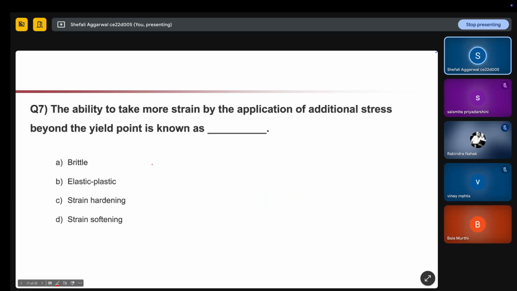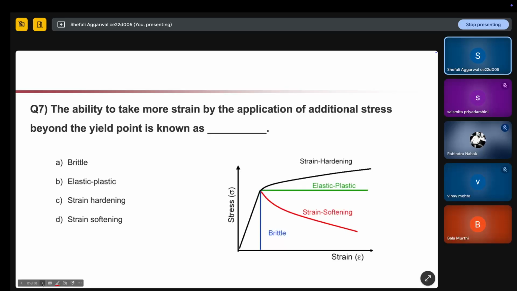The ability to take more strain by the application of additional stresses beyond the yield point is known as brittle, elastic plastic, strain hardening, or strain softening. You can type your answer. What do you think will be the answer?